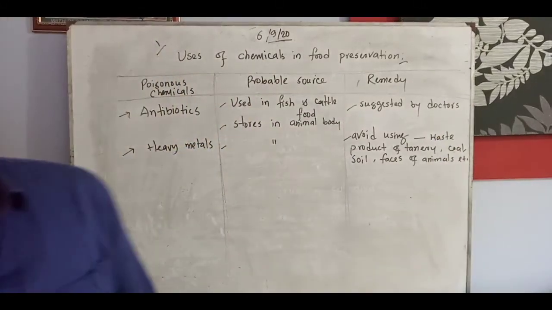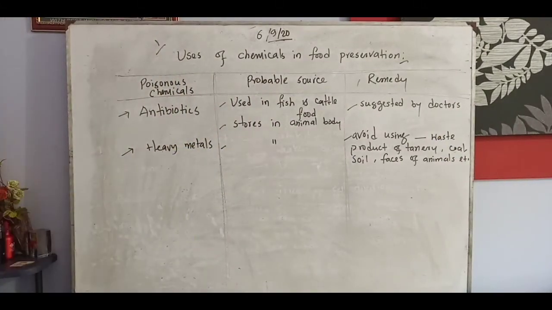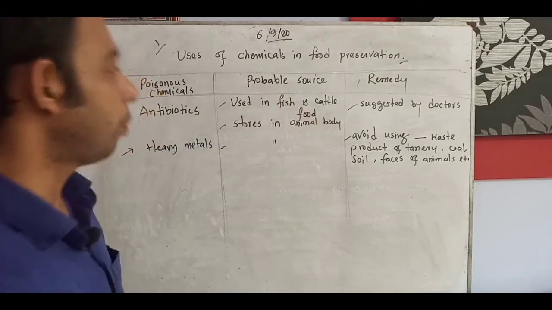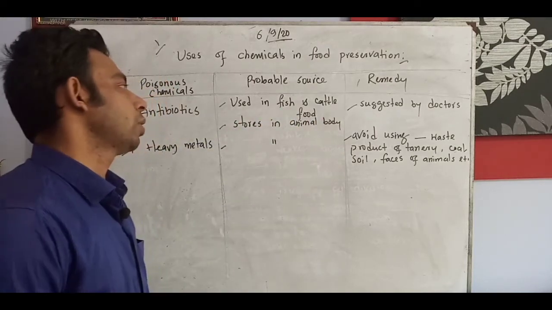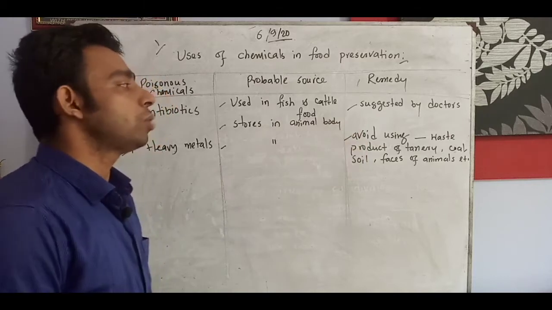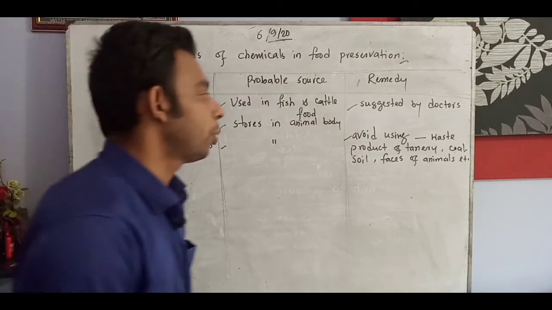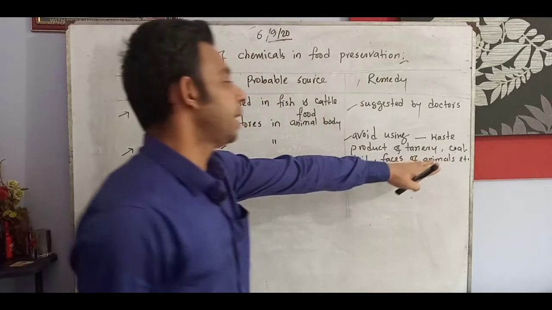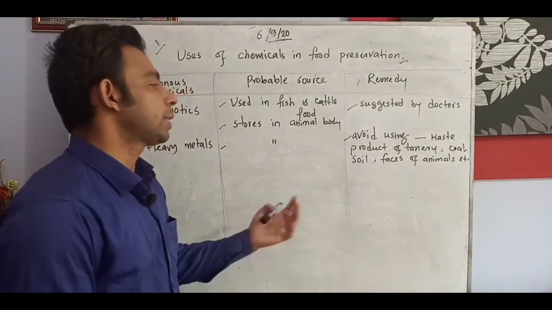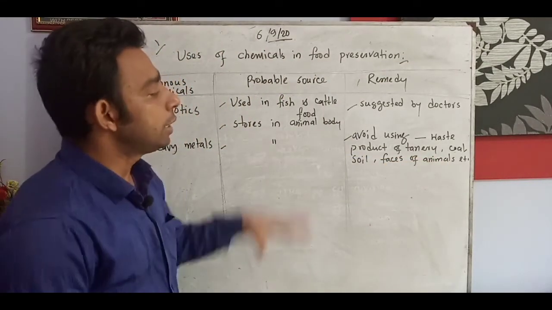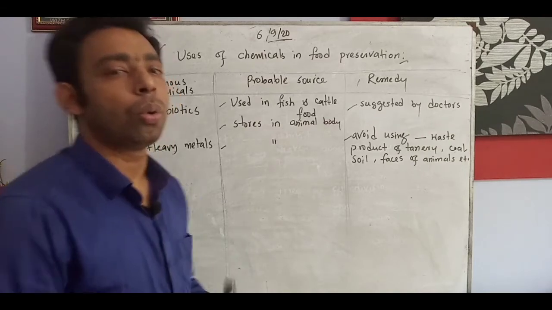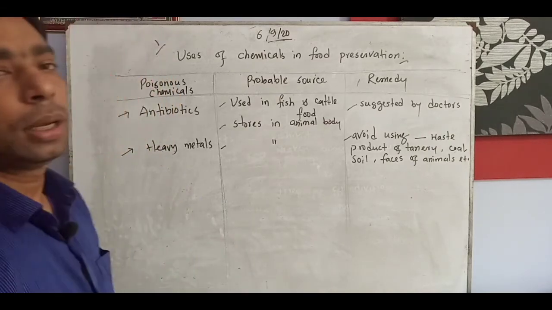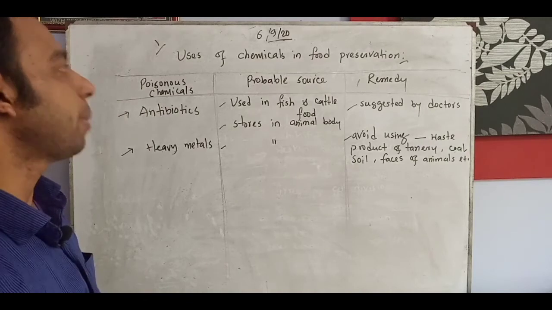Some heavy metals include mercury, zinc, zirconium, uranium; many heavy metals can be there. So it is also a probable source we get from different kinds of food and cattle food, stored in the animal body. But avoid using inedible components like waste product of tannery, coal, soil, feces of animals, etc. So this is important to know about the probable sources of poisonous chemicals and what to do.